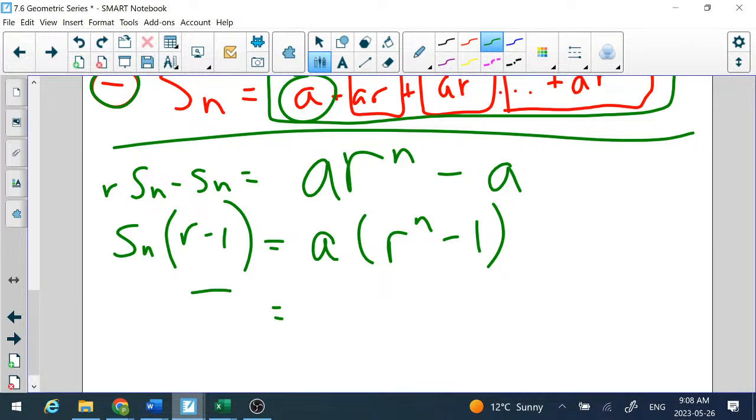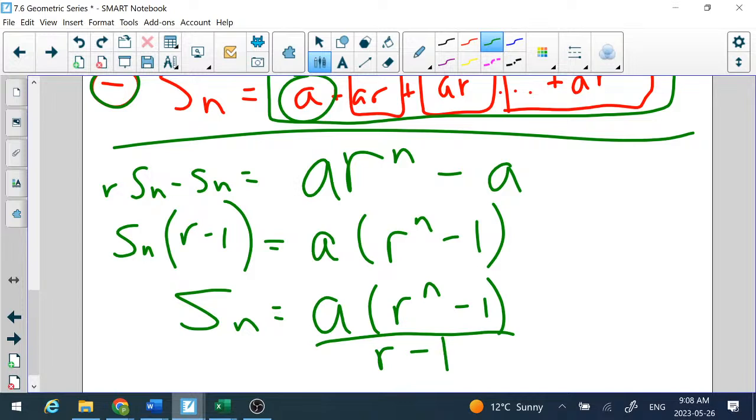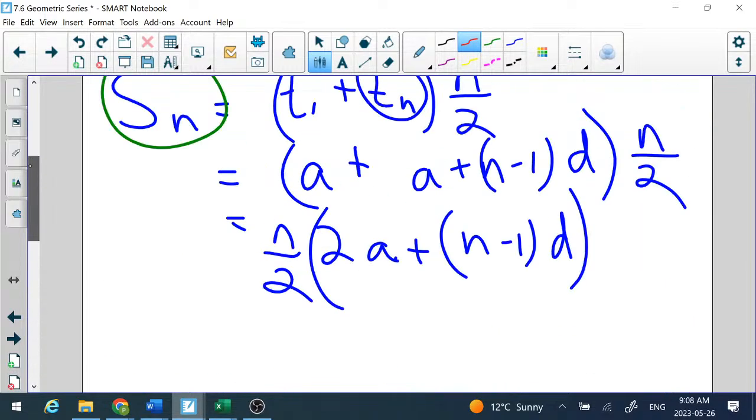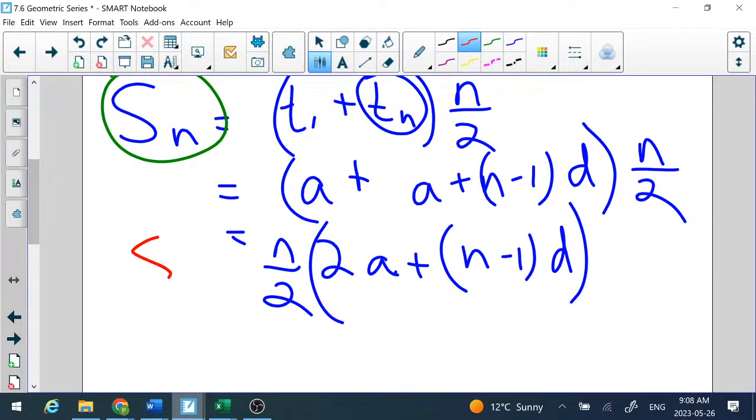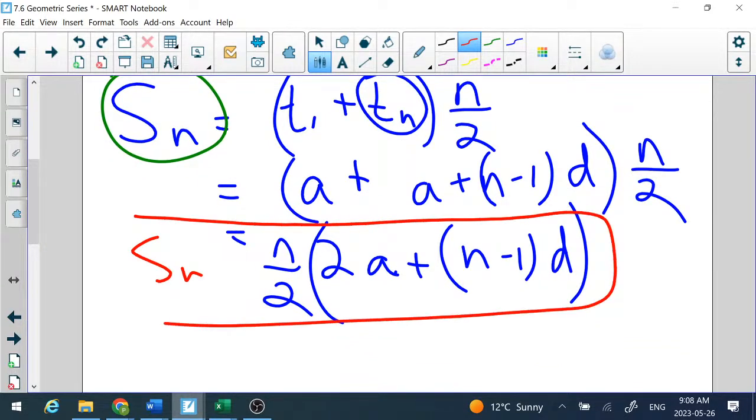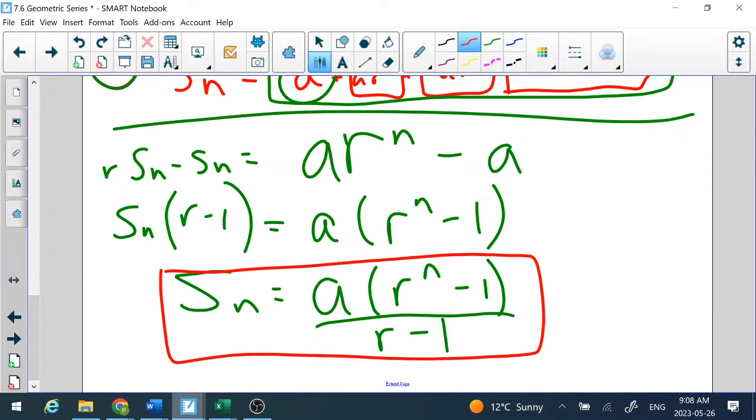Now what can I do to both sides so that I end with Sn equals? Boom. And what are we not going to do at this point? Correct. Because they're not common factors. Okay? So there's our formula. Are we good? That's geometric. That's arithmetic. Somewhere. R to the power n minus 1 over r minus 1.